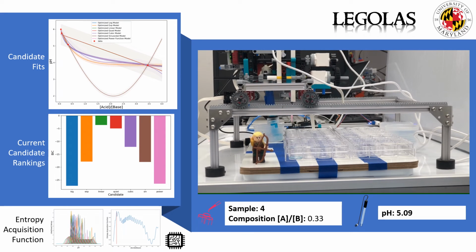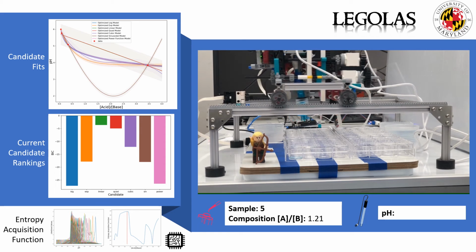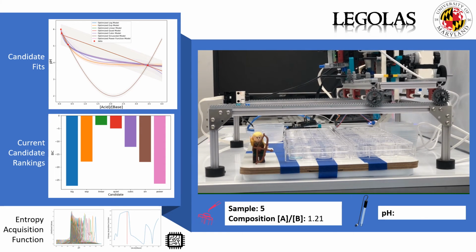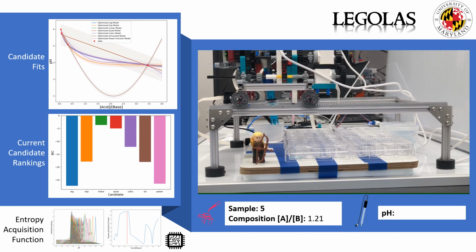Once we have the next point, we can see that the models have changed a bit. In the current candidate rankings, the logarithmic model shows the best results. The entropy acquisition function is then changed by this new data and suggests we choose a more basic sample to measure next. This process can be continued for as many samples as is necessary.